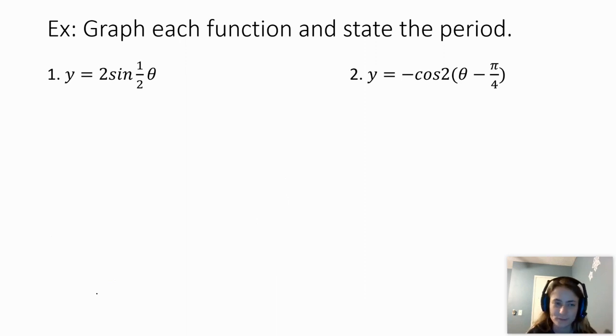We're going to do some examples. Okay, so first step is we need to determine the period. Well, actually read the question first. We're going to graph each function and state the period. Okay, cool.